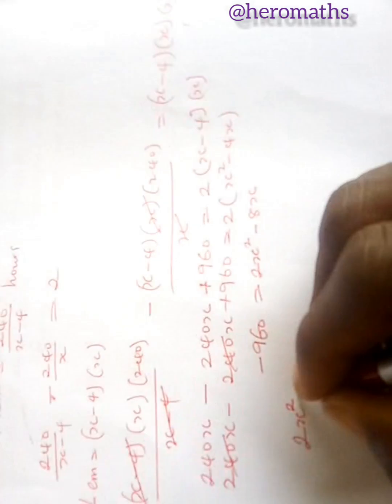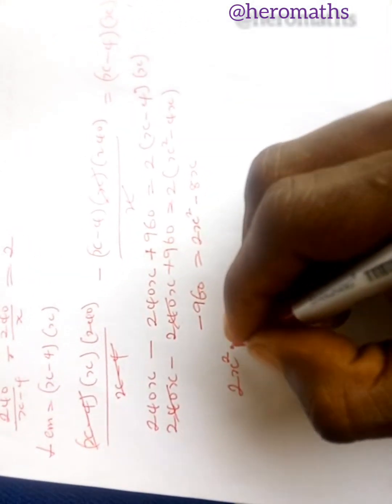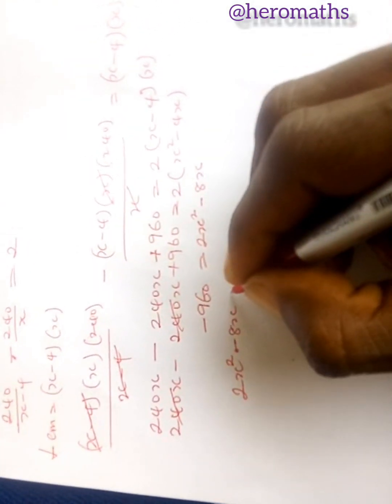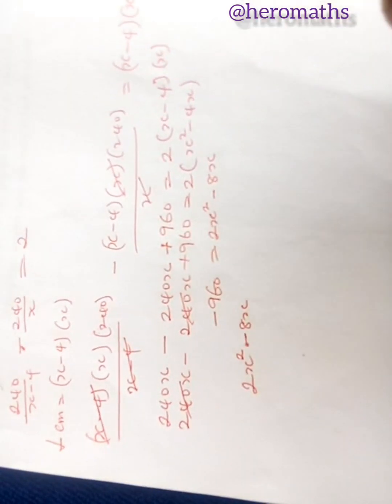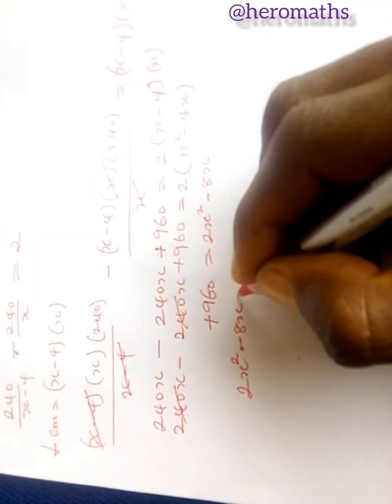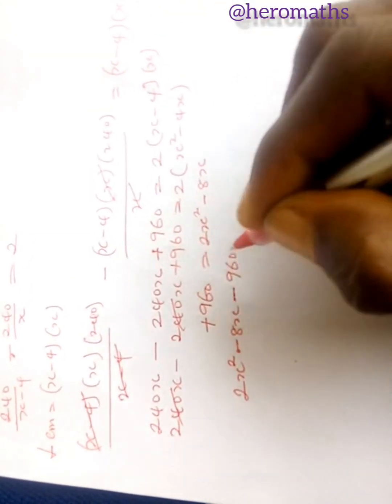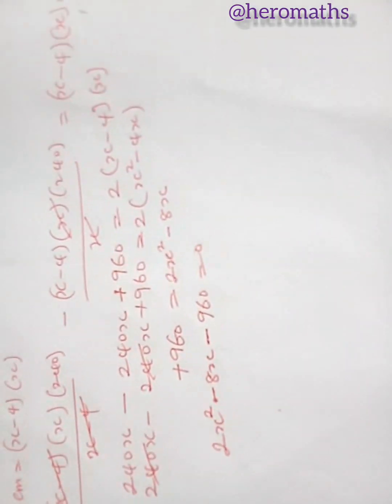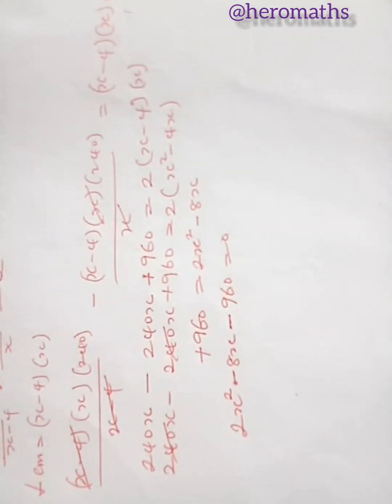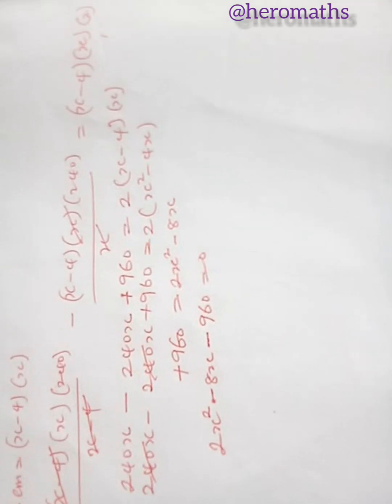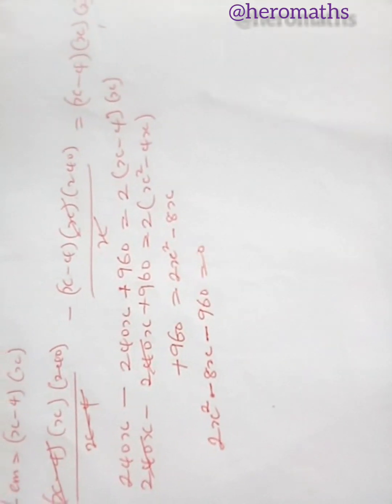Then coming down here, we have 2x squared minus 8x. Then this plus, coming to the other side, it will be 960, which is equal to 0. Now we have arrived at a quadratic equation. Let's see if we can break it down more.